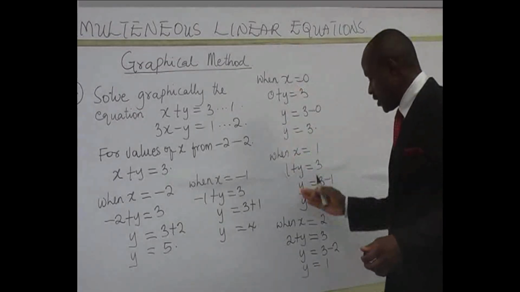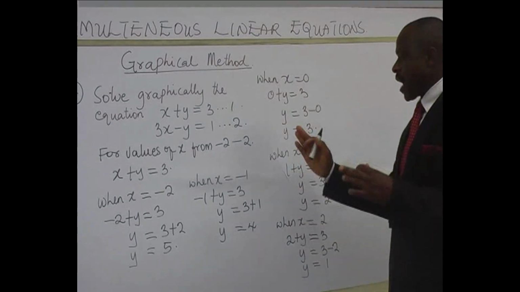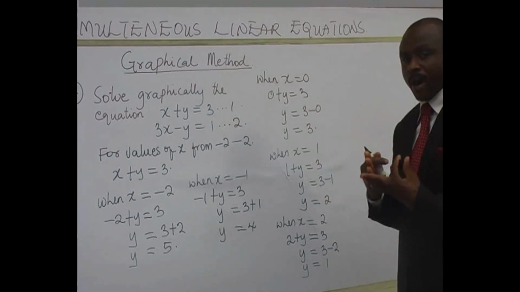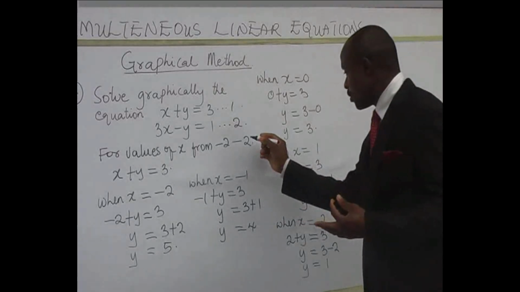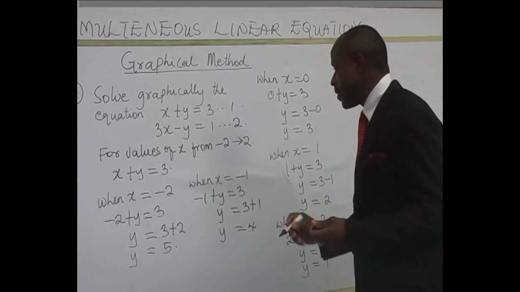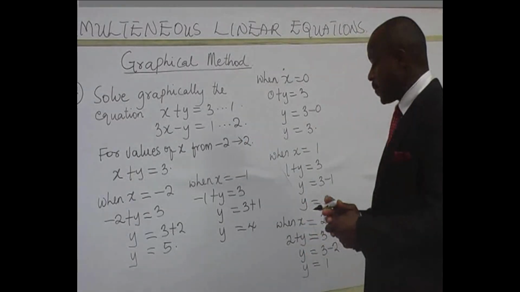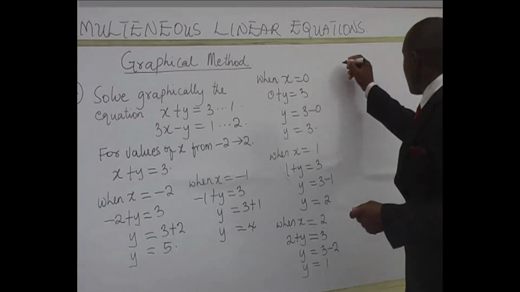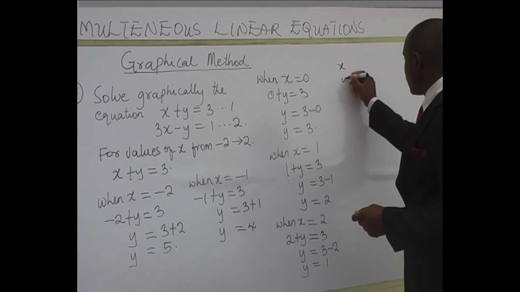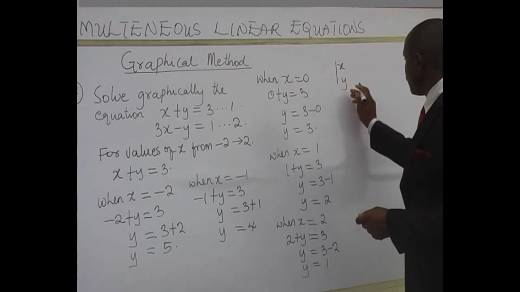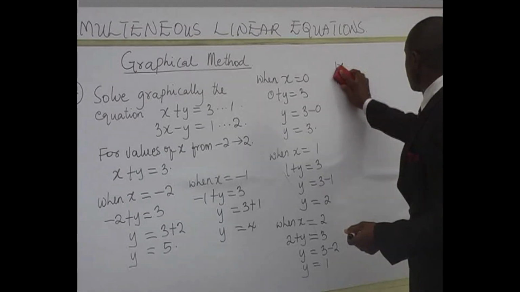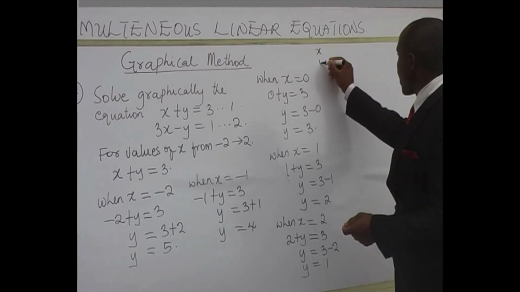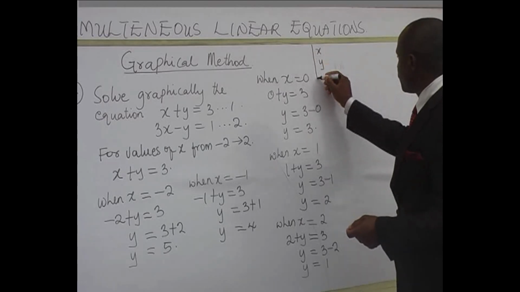Now that we have finished calculating the corresponding values of y when x is from -2 to 2. There should be an arrow here. It's not -2 minus 2. Now the next thing we are going to do is to put it inside a table. Write x and write y. Draw a table.